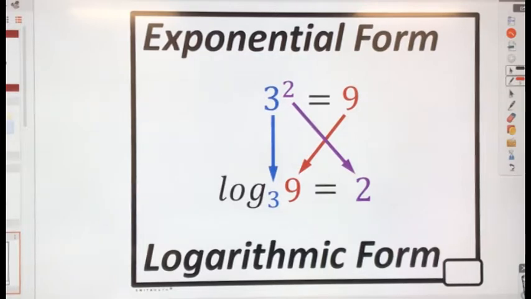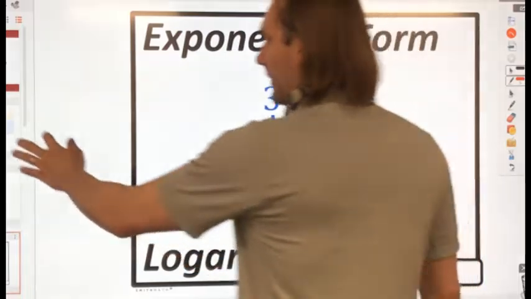So there's our conversion. By the end of the day, you should be able to do this in your sleep. Conversions is going to become very important for the remainder of us talking about logs.